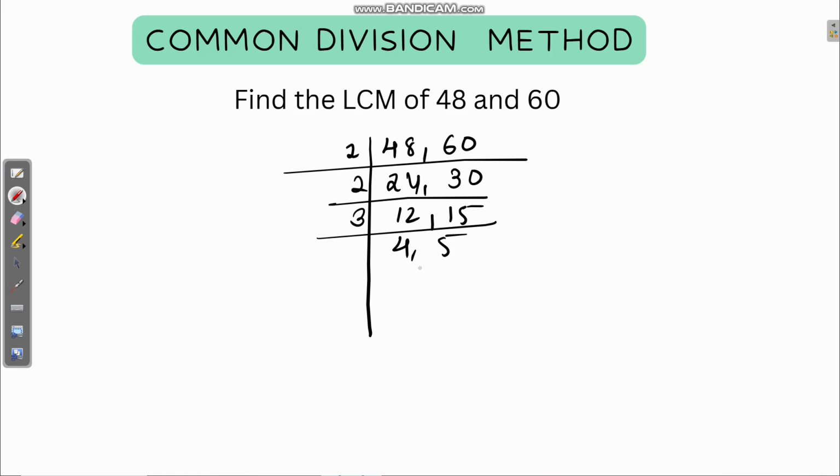So now what you need to do is you have to multiply. So what are you going to multiply? You need to multiply these numbers with these numbers, so you'll get an L shape.